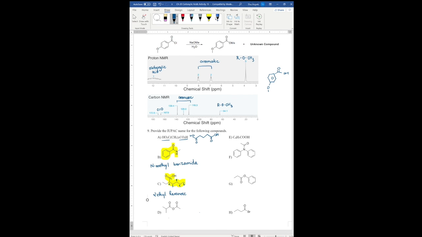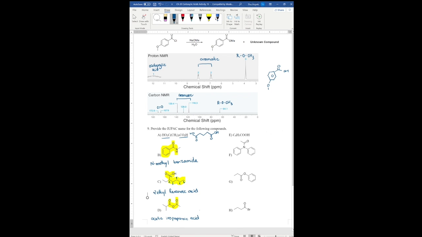hexanoic acid. Okay. Now moving on to D, we can see that we have an acid anhydride, and how we would name that is by stating our substituent. So first we have acetic isopropanoic anhydride, and that should be the name for our compound D.